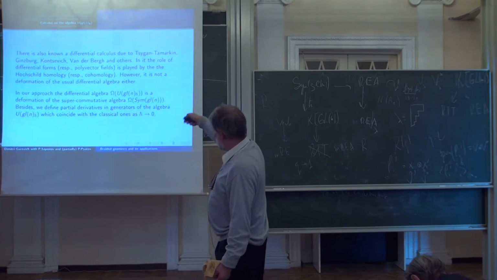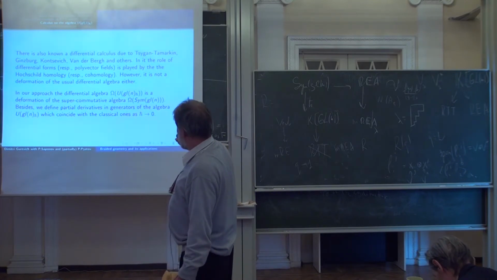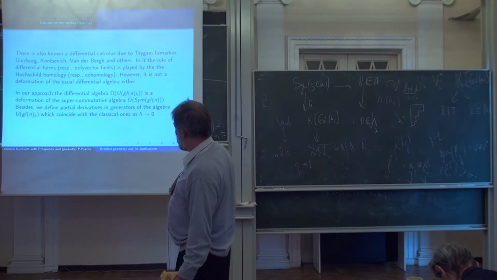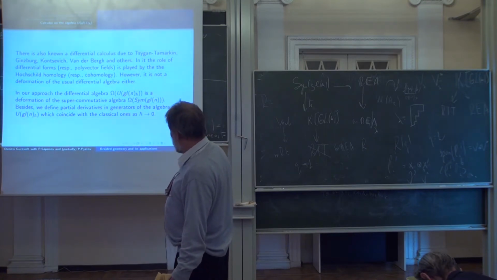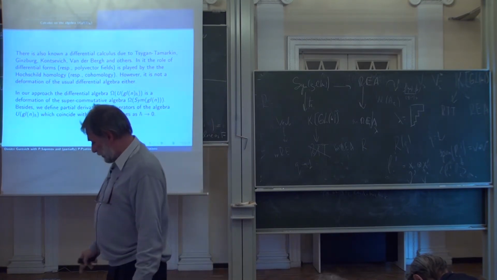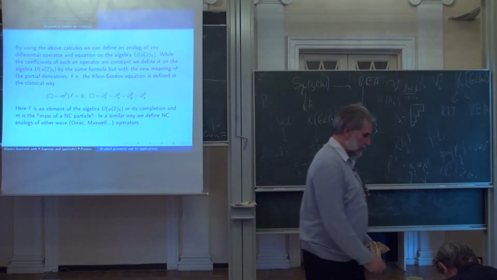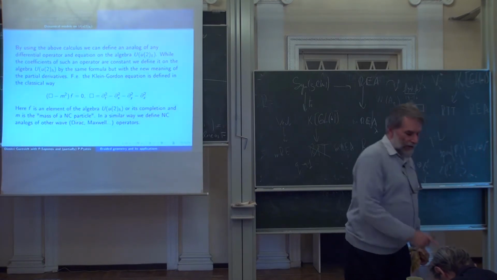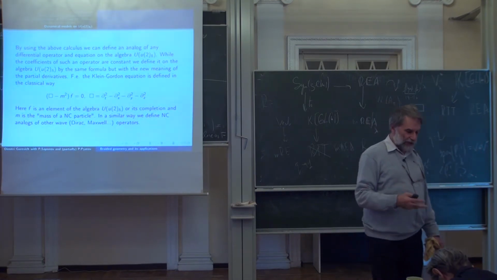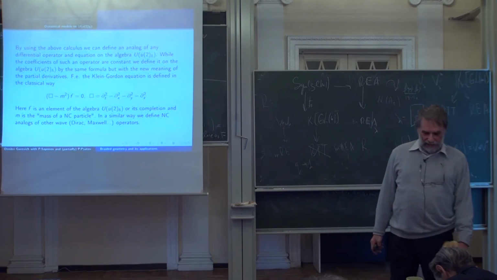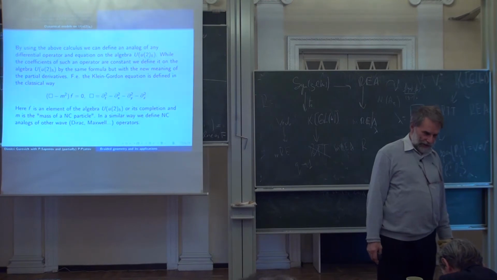So with calculus, in the approach due to Tsygan, Tamarkin, Ginzburg, Kontsevich, Van den Bergh, and others, finally the role of differential forms is played by Hochschild homology. But it is not a deformation object as well. So now, cyclic homology also plays this role. Cyclic homology was suggested by Connes, Tsygan maybe as well. Finally, it is not a deformation situation, not at all.